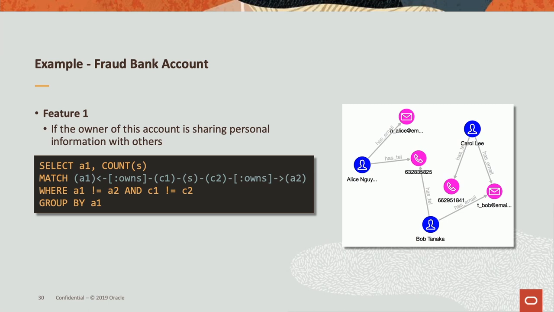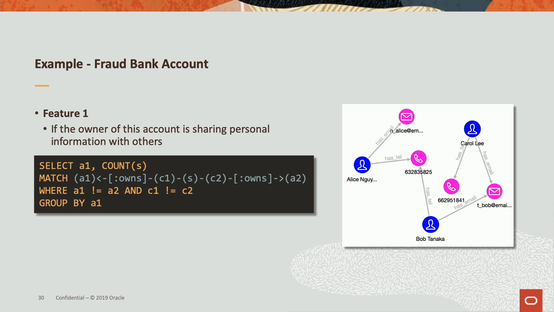For example, what is this query? If the owner of this account is sharing personal information with others, those bad guys are opening many, many bank accounts with the same information, like the same registration of citizenship. Sometimes these persons are registered with the same telephone number, the same email address, etc. So this query is for detecting such data sharing. Can you see? An account is owned by customer one, and customer one and customer two are sharing something. And customer two is owning this account. So this is a query.